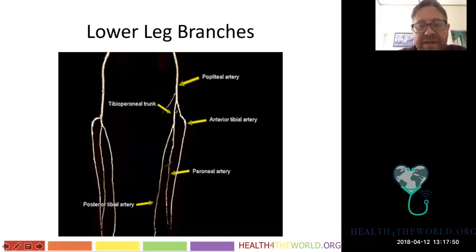The TP trunk will continue straight down into the peroneal artery, also called the fibular artery, and give off the posterior tibial artery. So the way I remember this is that the anterior tibial artery has to come out first because it has to go through the interosseous membrane. I'll show you a picture of that in a minute. And that's going to get into the anterior compartment of the calf, or the lower leg, rather. And then the TP trunk is going to be posterior. Let's take a look at that.